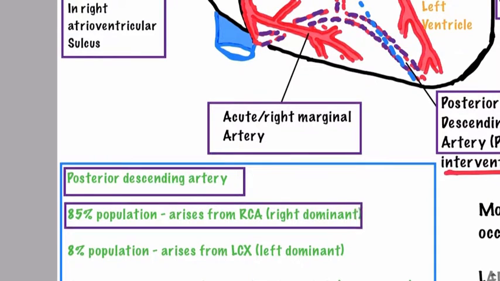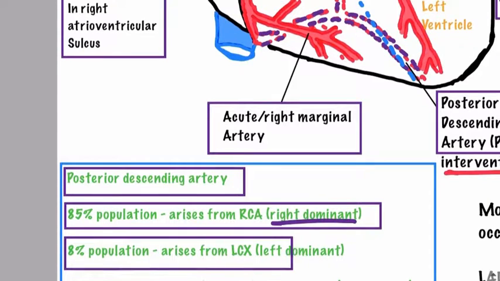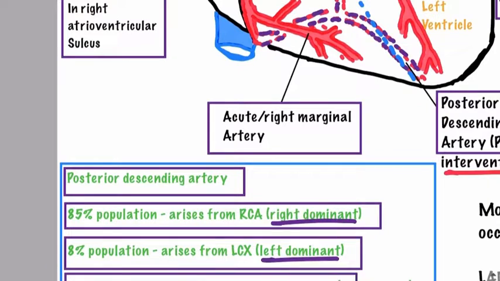Okay, so guys, as we talked about the posterior descending artery, you should know that in 85% of the population, the PDA or posterior descending artery arises from the right coronary artery, and these people are known as the right dominant individuals. Okay, in 8% of the population, the PDA arises from the left circumflex artery or the LCX, and these individuals are known as the left dominant individuals. Guys, in 7% of the population, the PDA arises from both the right coronary artery and the left circumflex artery, and these individuals are known as the co-dominant individuals.